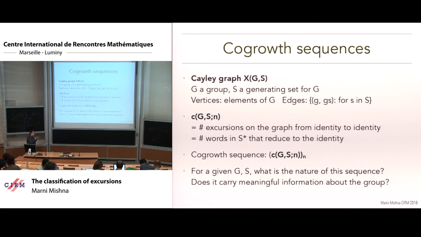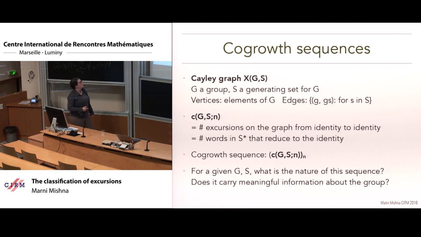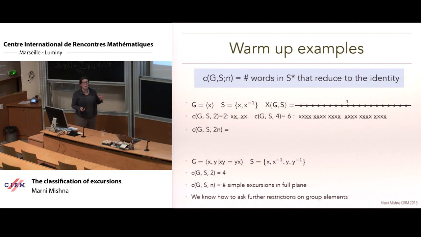Okay? So the question, of course, is the same. If I give you a group and a generating set, what is the nature of the sequence? And does it carry meaningful information about the group? Just to make sure we're on the same page, remember, this is the number of words that reduce to the identity.